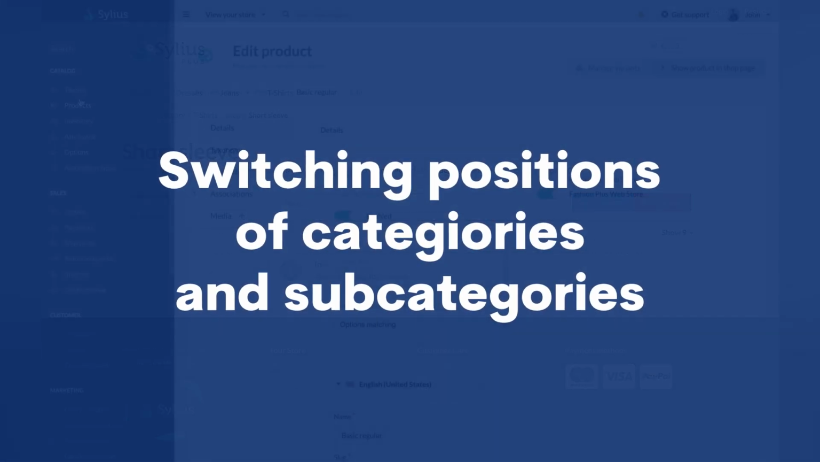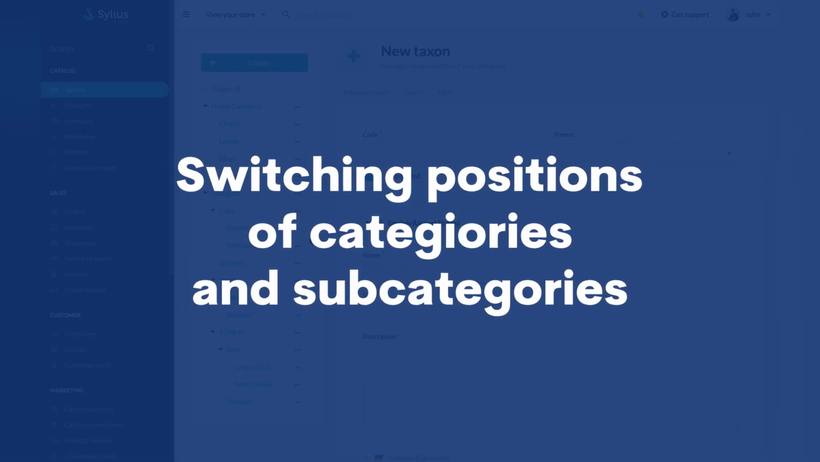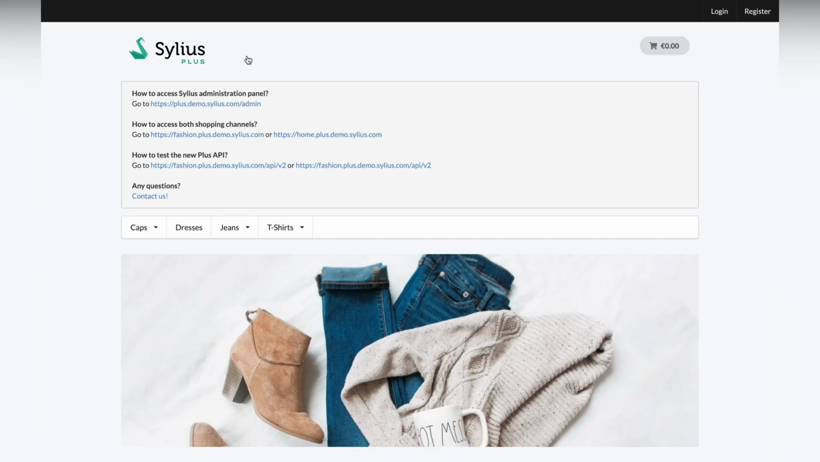Sylius will allow you to switch positions of your categories and subcategories by simply clicking the three dots on the right side of your taxons. Click on them, then select the option you are interested in. Next, go back to your storefront to check if your changes have been implemented successfully.